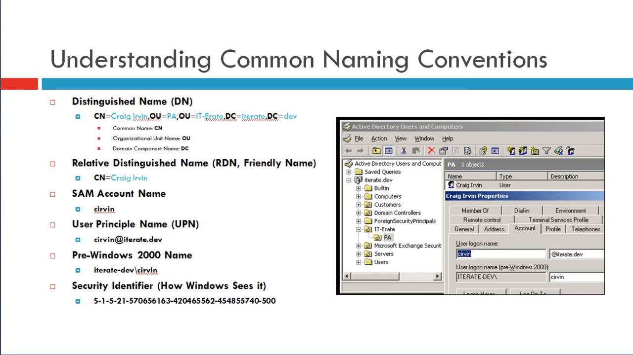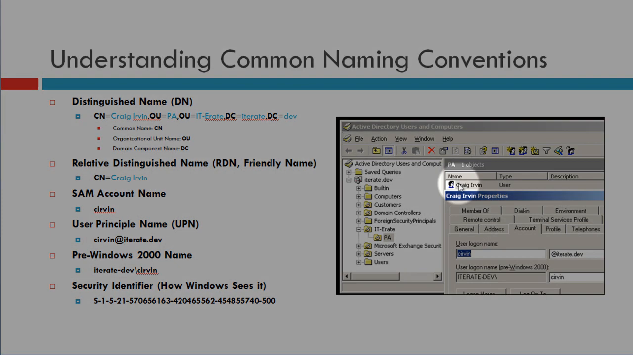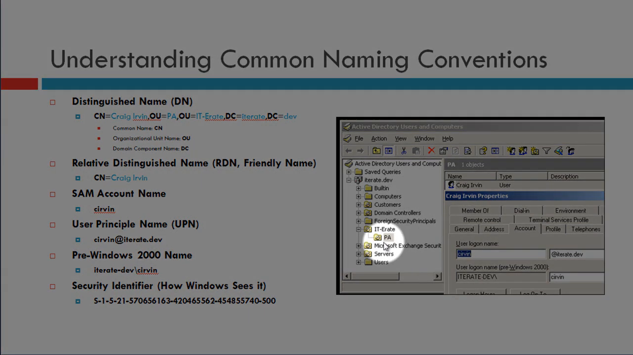Now, to cover some of the common naming conventions, I want to go over this quick list of different conventions that are quite typically seen. For the most part, the one that you see in scripts and whenever you're listing out where a user or some other object exists is going to be the distinguished name, also abbreviated DN. Here you can see that my user, Craig Irvin, is in the OU of PA, and then in another OU, iterate, and then in a domain called iterate.dev.